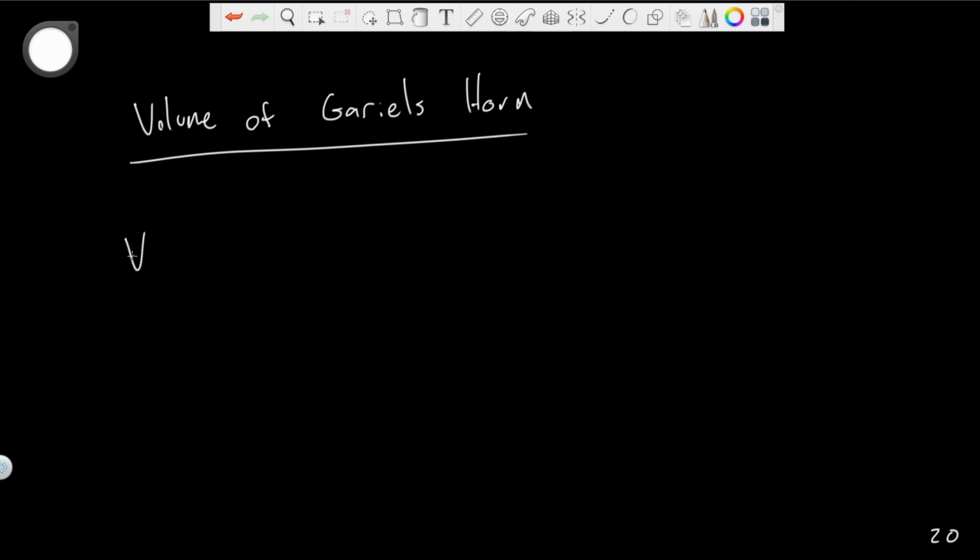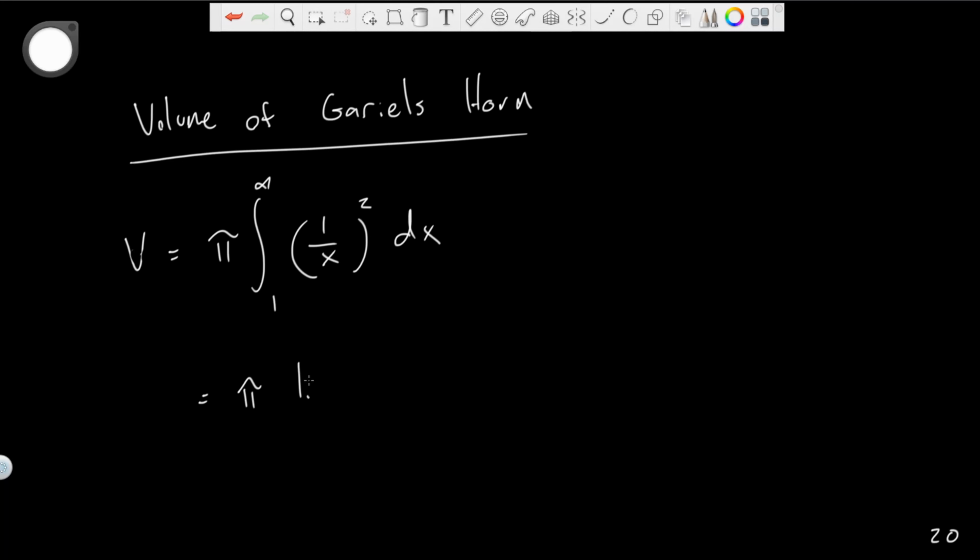Right, volume, that's going to be pi from 1 to infinity of the radius squared. So 1 over x quantity squared dx, a little bit simpler. And wait a second, 1 over... Sorry about that. This is volume, not surface area.